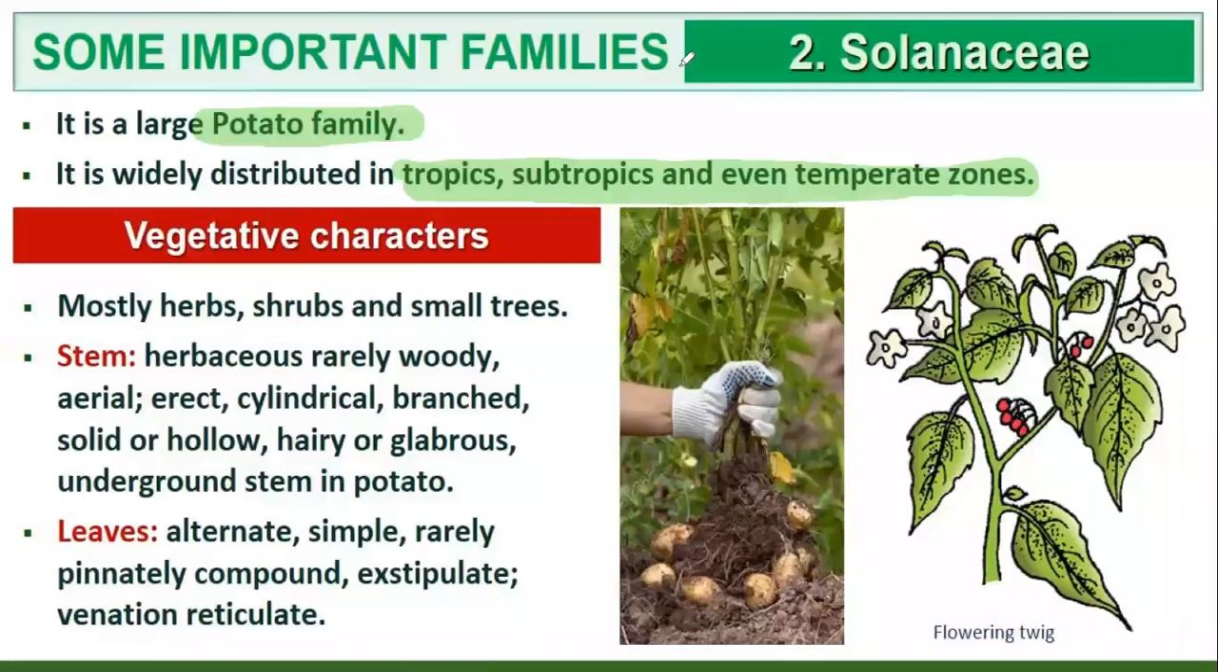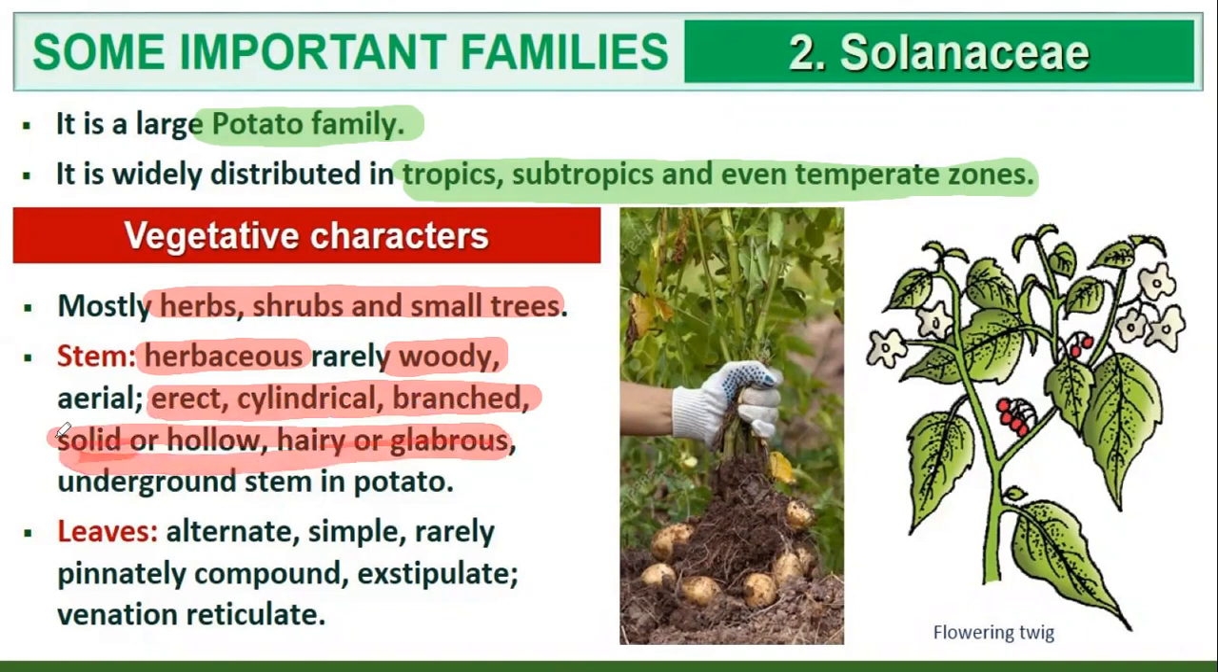What are the vegetative characteristics? As far as vegetative characteristics are concerned, they are mostly herbs, shrubs, and some of them are like small trees. What about the stem? It is always herbaceous. Very rarely you will find that the stem is woody. It is erect, cylindrical. It shows branches. It is solid or hollow and hairy or glabrous, with an underground stem in potato.